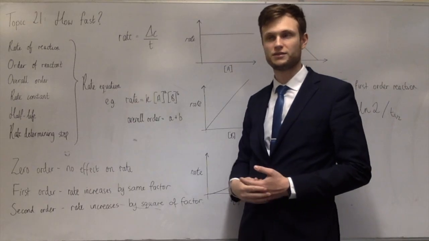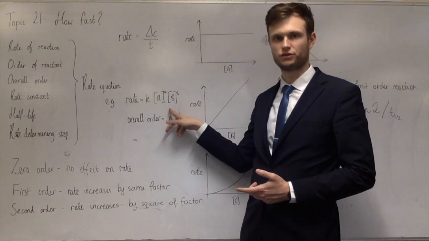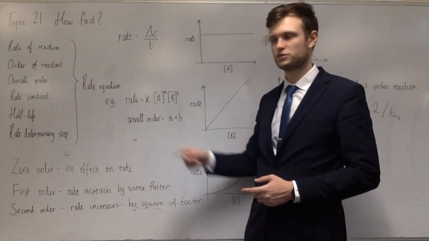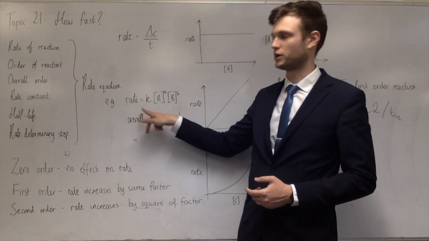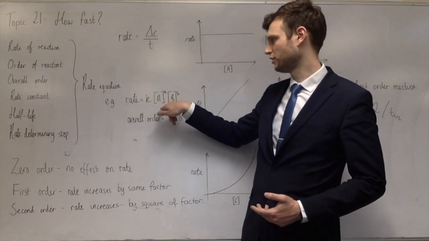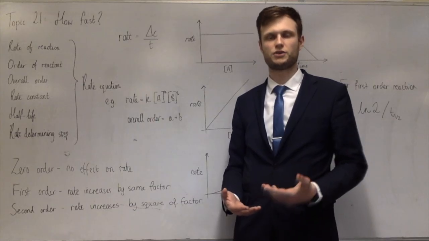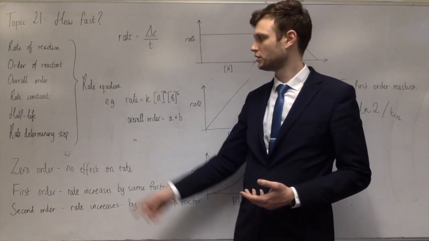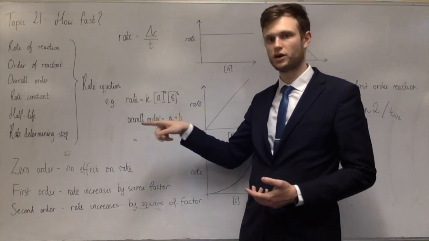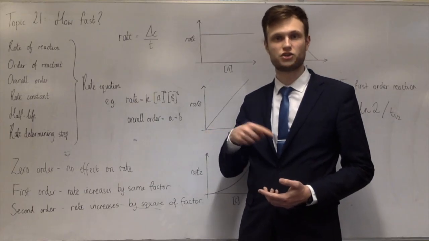Rate has the units of moles per decimeter cubed per second. Each of your concentrations will be in moles per decimeter cubed. And so you can work out the units for the rate constant by doing the units of the rate, which is moles per decimeter cubed per second, divided by the units of all of your concentrations times together. So for instance, in a third order reaction, you do rate, which is moles per decimeter cubed per second, divided by moles per decimeter cubed, divided by moles per decimeter cubed, and divided by moles per decimeter cubed again.